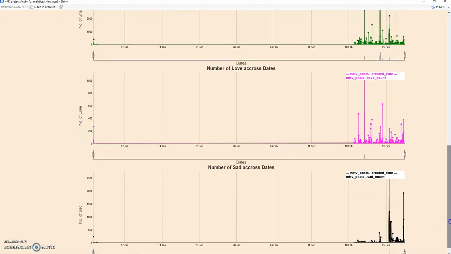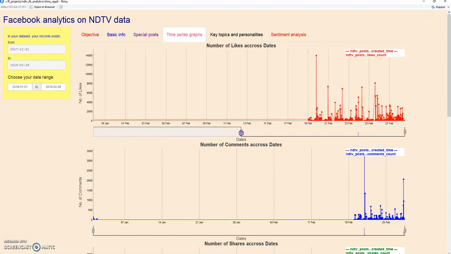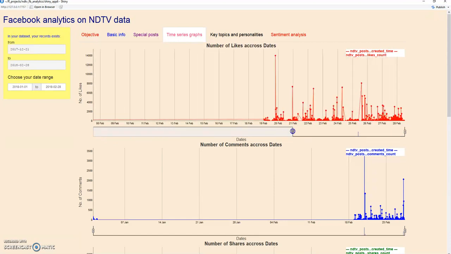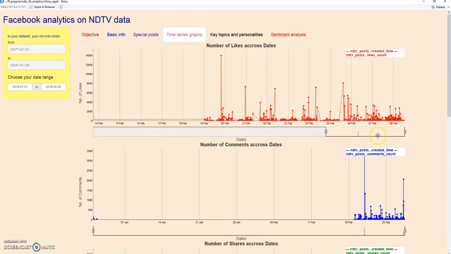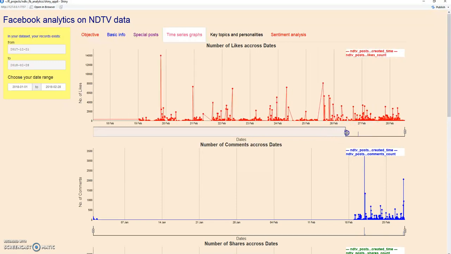What we can also do for these graphs is, if you're interested in seeing the graph at a very micro scale, you can scan this and expand or contract these bars. And what you can see is you can have a very detailed analysis of the shares.